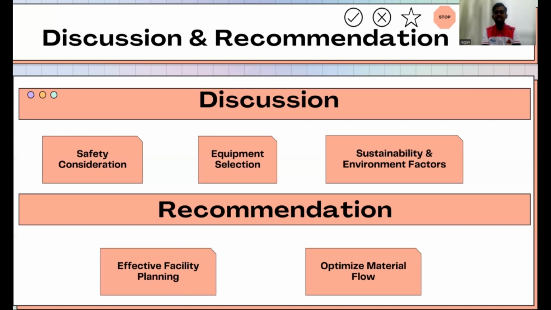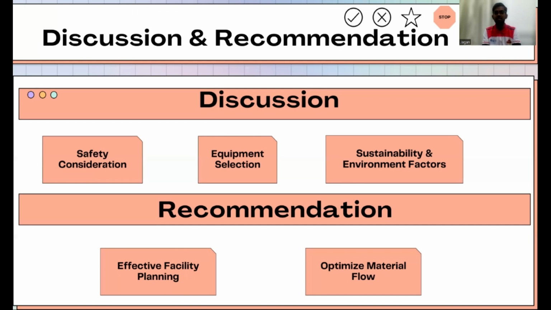For sustainability and environmental factors, it is important to implement energy efficient systems and adopt proper waste management practices by using environmentally friendly materials that can help to reduce the environmental impact of the semiconductor industry. For the recommendation, I've highlighted 2 points. The first is a modular design concept and an adaptable flow plan, which enable efficient expansion and adaptability to changing needs.